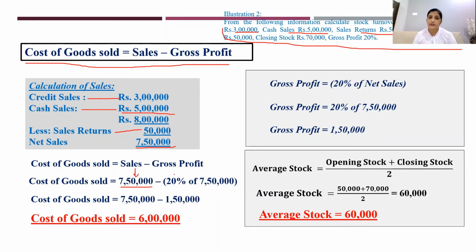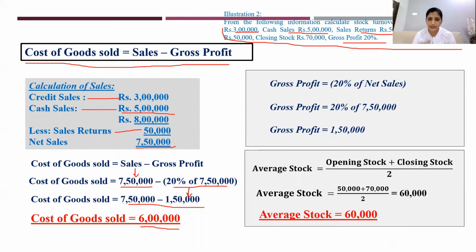Okay. Now what is gross profit? Gross profit is 20%. When it says 20%, it is 20% of the net sales. So here it is 20% of 7 lakh 50,000. Clear? So 20% of 7 lakh 50,000 is 1 lakh 50,000. You can calculate. So cost of goods sold is equal to 7,50,000 minus 1,50,000. We will get 6 lakhs. This is our cost of goods sold.